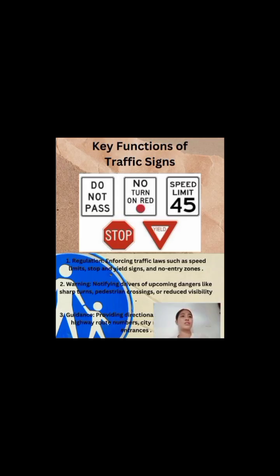The key functions of traffic signs. First one is regulation. Regulation is enforcing traffic laws such as speed limits, stop and yield signs, and no entry zones. The second one is warning, notifying drivers of upcoming dangers like sharp turns, pedestrian crossings, or reduced visibility. Number 3 is guidance. Guidance is providing directional information such as highways, route numbers, city names, or facilities.